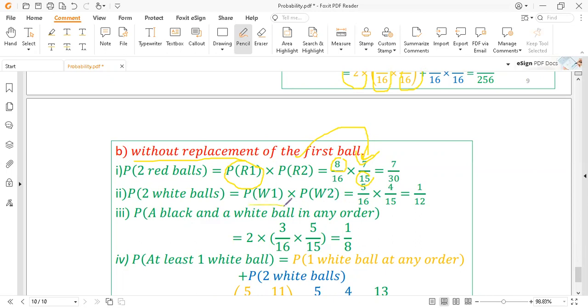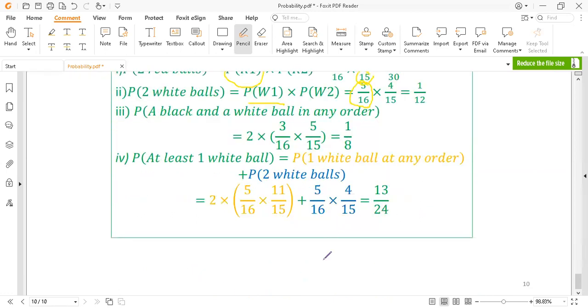Like here, we selected white in the first stage. So the probability in the first stage is 5 from 16, because we have 5 white balls from 16 balls. But in the second stage, the white that we have selected wasn't replaced, so we have 4 white from 15 balls only.